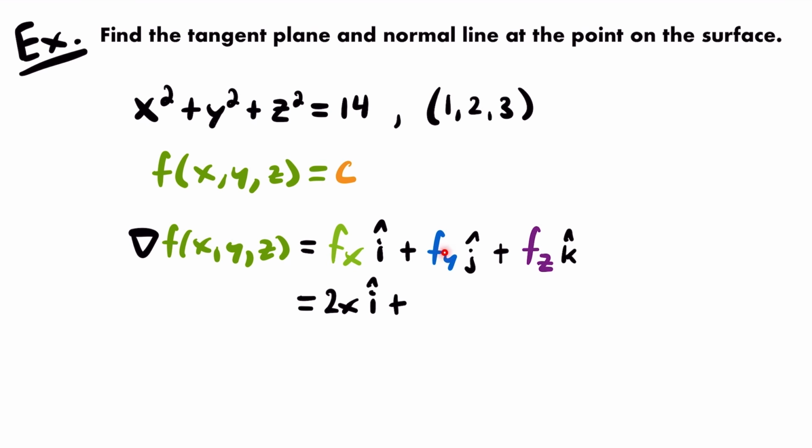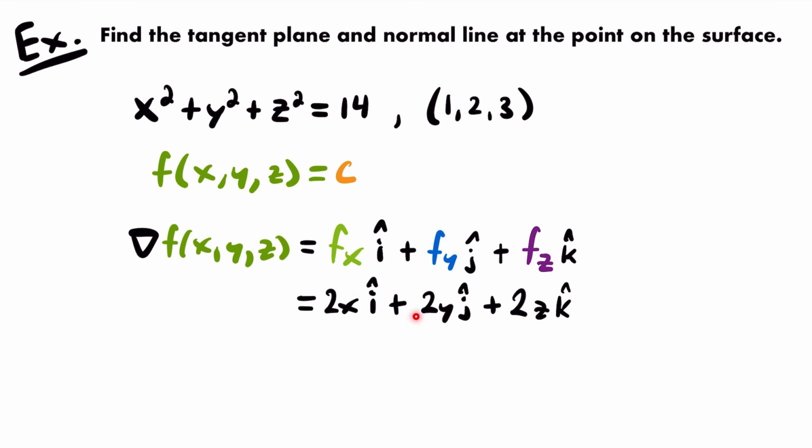And then the partial derivative with respect to y is just going to be 2y, because x squared and z squared are constants with respect to y. The derivatives are 0, so just take the derivative of y squared, and you get 2y times j, and then add that to the partial derivative of z, which will be 2z, because z squared is the only term that's in terms of z. x squared and y squared are both constants with respect to z, so their derivatives are 0, and then the derivative of z squared is 2z. So you have 2z times k.